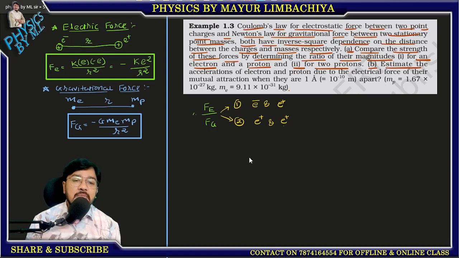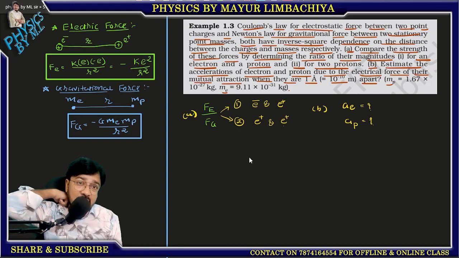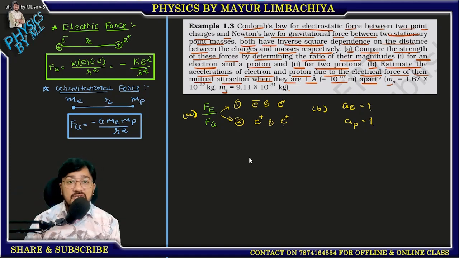B. Estimate the acceleration of electron and proton due to the electrical force of their mutual attraction when they are 1 angstrom apart. It means 10 raised to minus 10 meter apart. The mass of the proton is given and the mass of the electron is given. So this is the first case, dear students, and in the second case we have to find out the acceleration of the electron and the acceleration of the proton. Fine. So these two scenarios we have to calculate. So we will start with the first scenario.